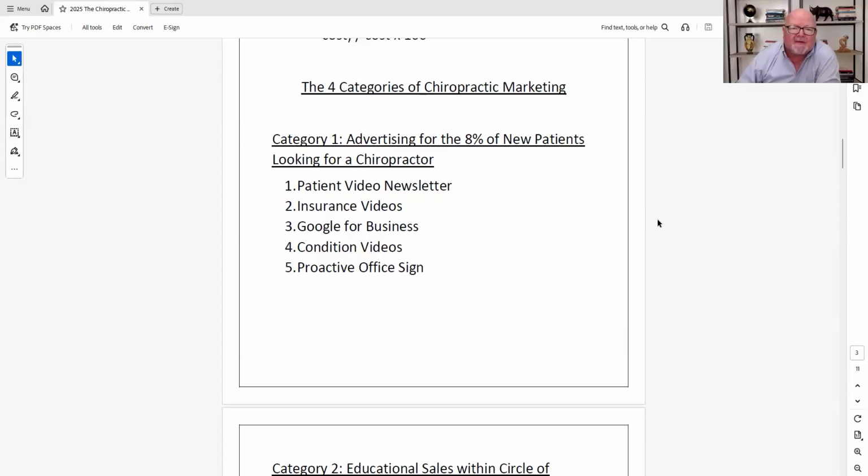And then, of course, a proactive sign. That's why we really like the auto injury sign, or if you're having back pain. In other words, you focus on a problem and give them an offer to take the next step. That's a proactive sign, not just your name and phone number on a sign. Okay, so that's where the patients are going, number one. That's where the 8% is going, and all you're trying to do is get more.